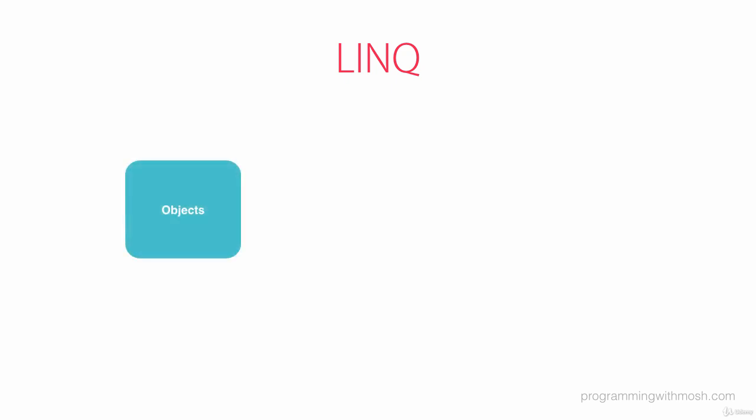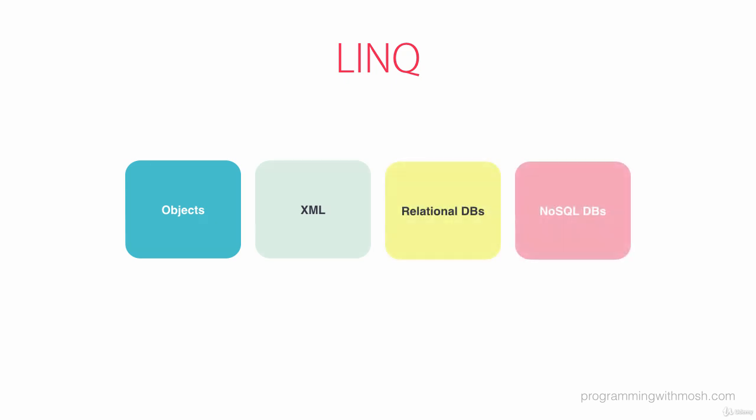You can query a list of objects in the memory. For example, imagine you have a list of customers. You can query them and find all gold customers who registered after a given date. You can sort them by any properties and find the first customer and various operations like that. But with LINQ, you can also query other data stores. You can query XML. You can query relational databases like SQL Server databases or NoSQL databases like Mongo.